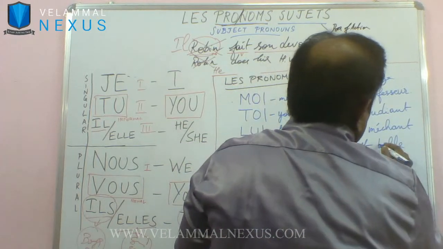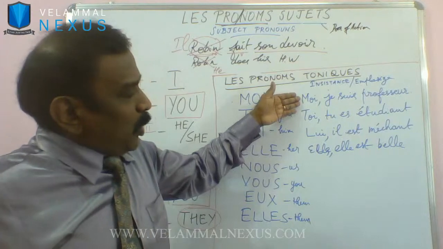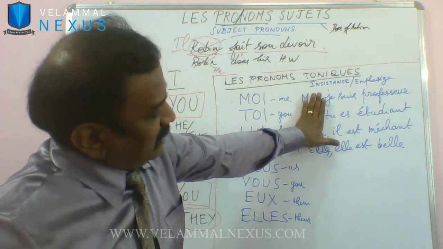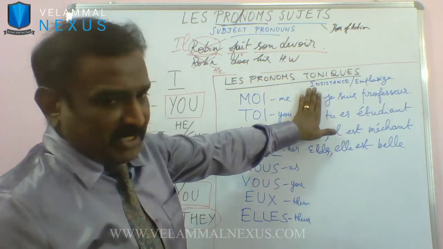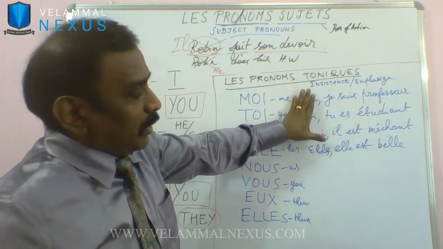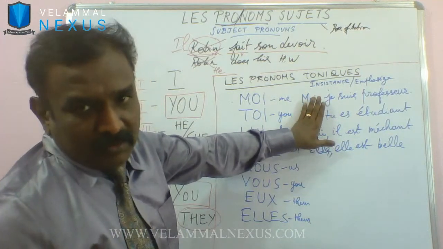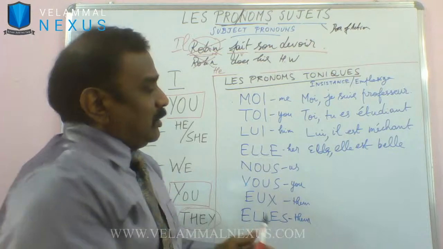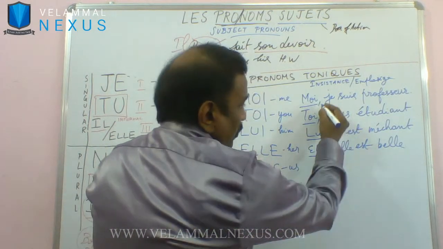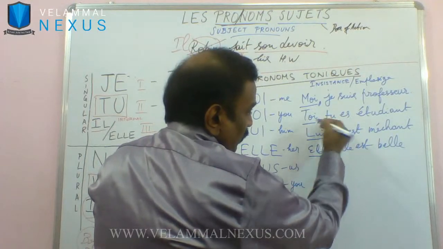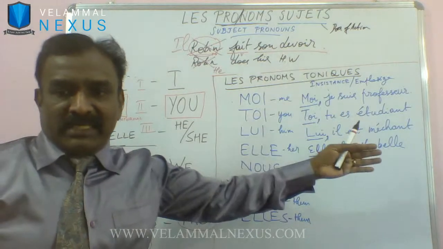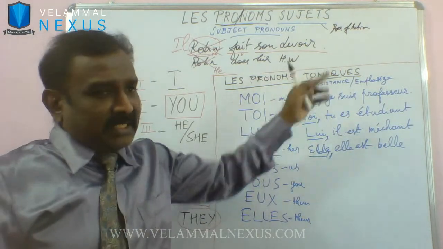Elle est belle, for example. Moi, toi, lui, elle. Even without this, you have a meaning for the sentence. I'm teacher, you are student, he is naughty, and she is beautiful. Okay, this has got meaning. But once when you use this moi, toi, lui, elle before the subject with a comma, that is an insistence. You insist on this. So one usage is insistence.